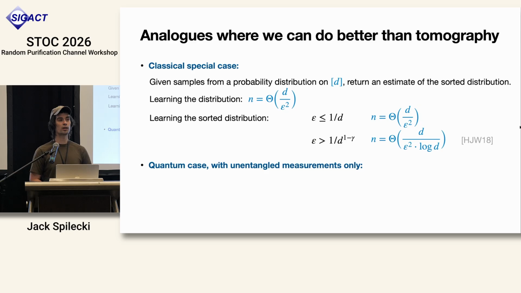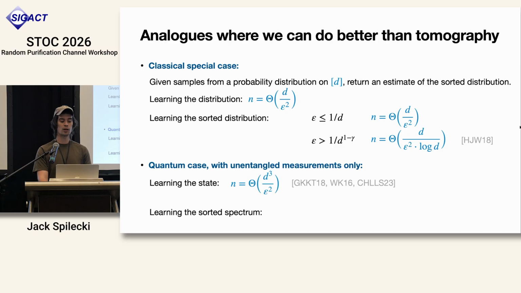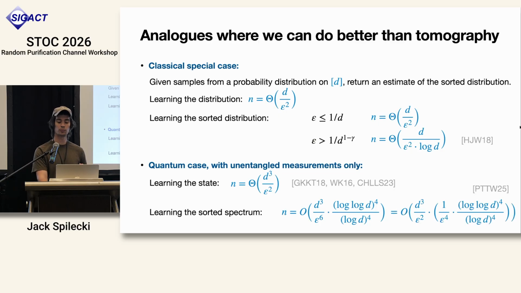And there's also an analog that's quantum, but is known in the special case where all of your learning is done with unentangled measurements. This is work due to John, Angelos, Ewan, and Nora Tan. They're comparing against learning the state, which with unentangled measurements uses d cubed over epsilon squared copies. And what they showed in their paper is that you can learn the sorted spectrum in this sample complexity, which I'm going to rewrite by factoring out a d cubed over epsilon squared.